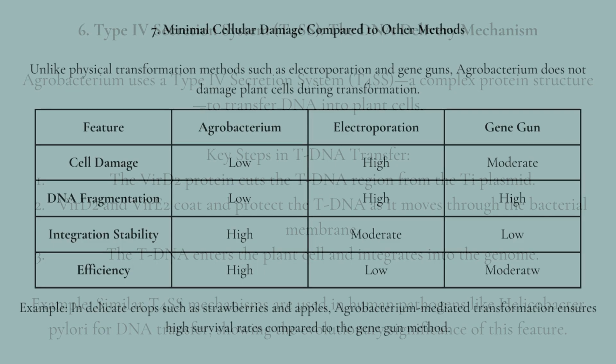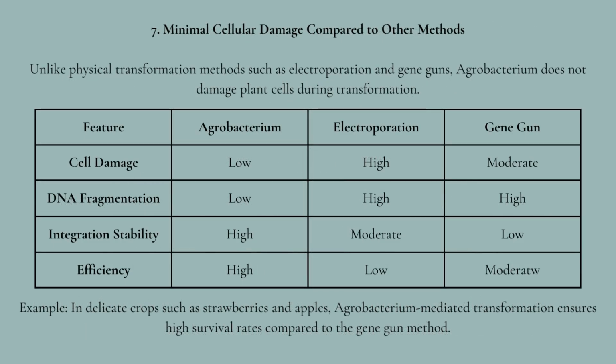Here is a table displaying the minimal cellular damage as compared to other methods like electroporation and gene gun, where Agrobacterium shows lower cell damage, lower DNA fragmentation, higher integration stability, and higher efficiency as compared to other methods.